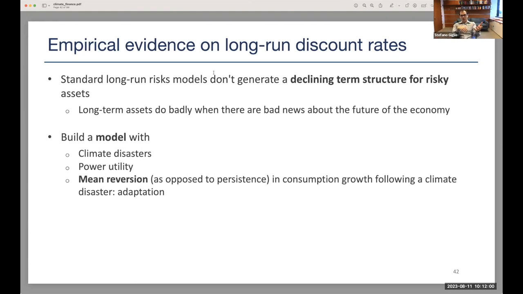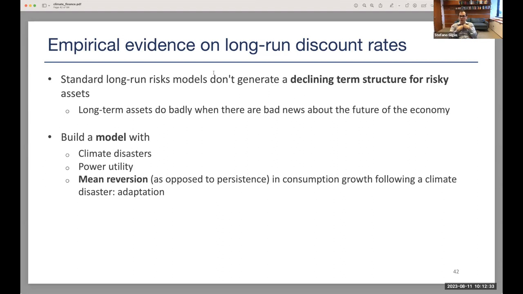What we have done in the follow-up paper is we built a model that features climate disaster, standard power utility, and adaptation, okay? So in our model, the explanation for why housing, which is a risky asset, gets you a low discount rate for the long term is not that people don't care about the long term, but basically climate risk is a disaster risk, and after the disaster hits, the economy will kind of grow back, and there's going to be adaptation, and this adaptation helps mitigate the risk in the long term.